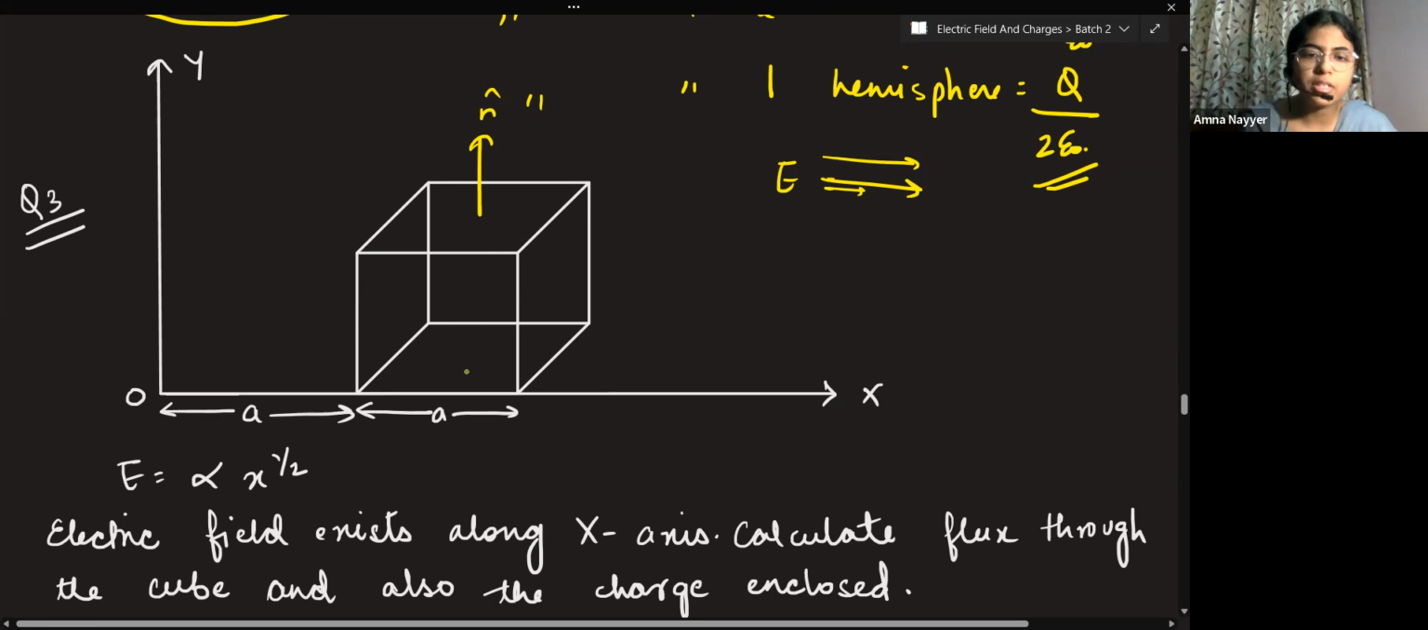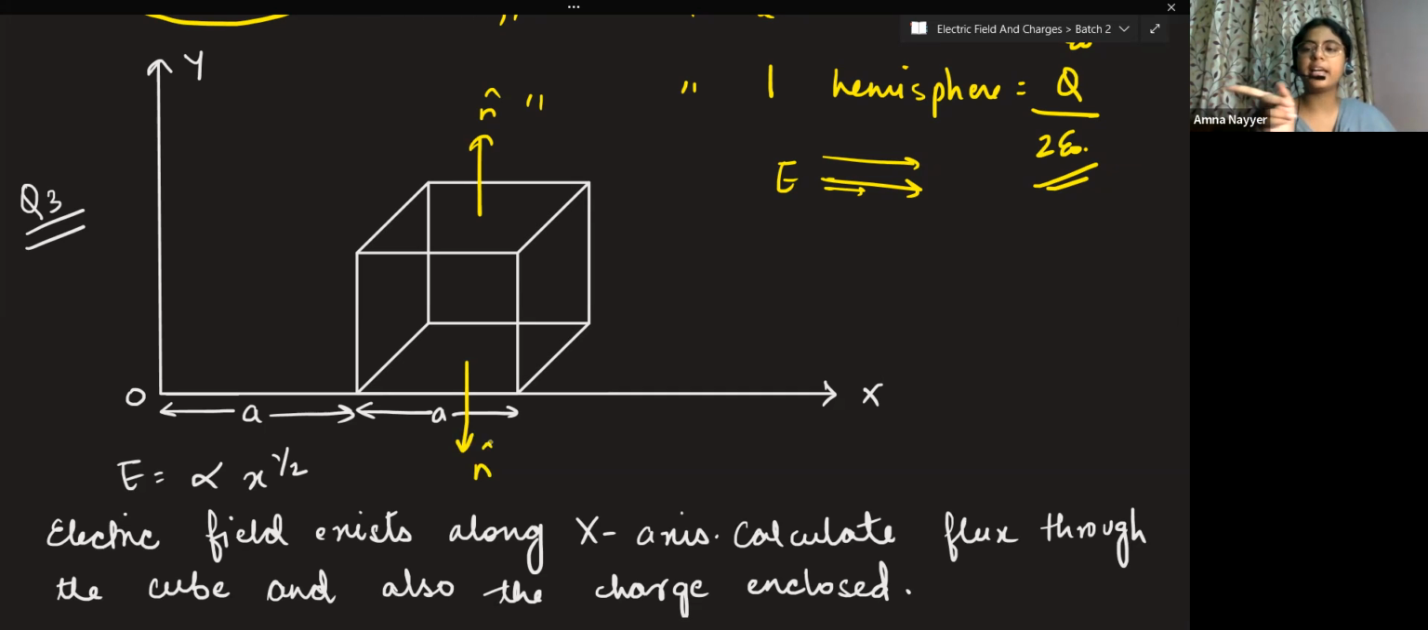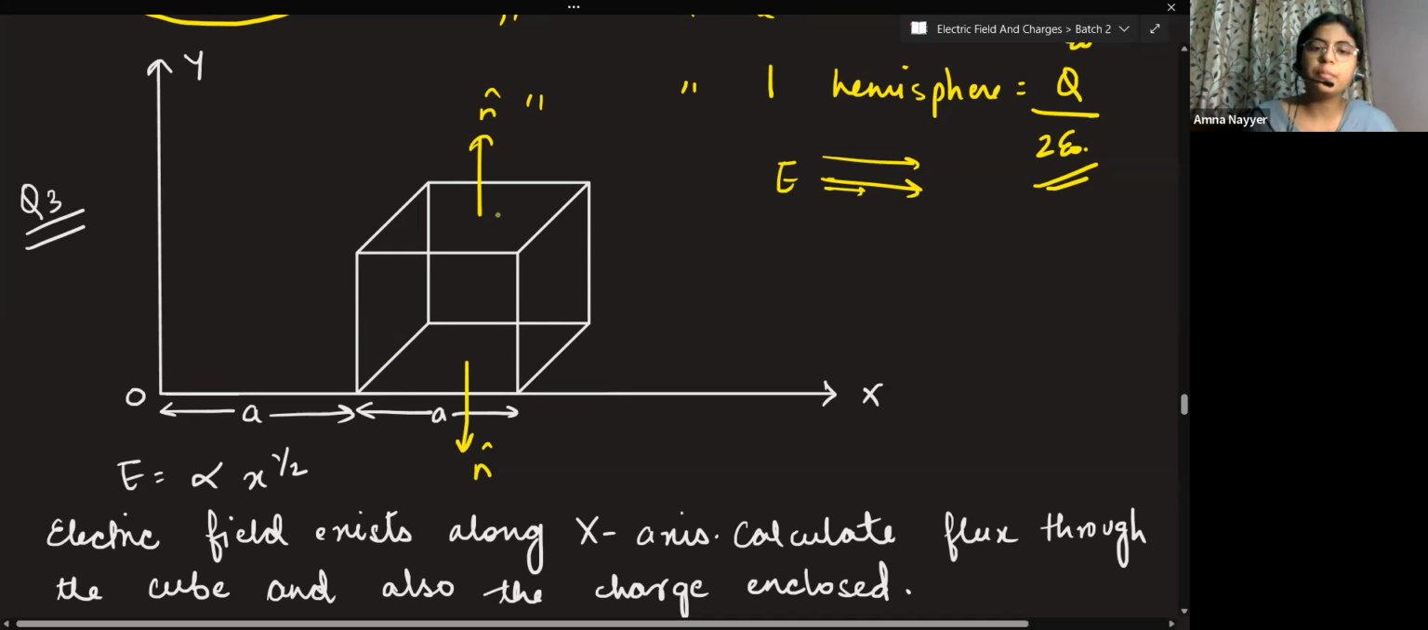What about the bottom surface? If I drop the n cap, the area vector, the electric field is directed along the x-axis, while the area vector is directed towards the negative y-axis. Again, both make an angle of 90 degrees. So because of all these four faces, no flux is contributed. But what about the right-hand side face? If I drop the area vector, the perpendicular to the surface, it is not making an angle of 90 degrees, so flux will be contributed by this surface.